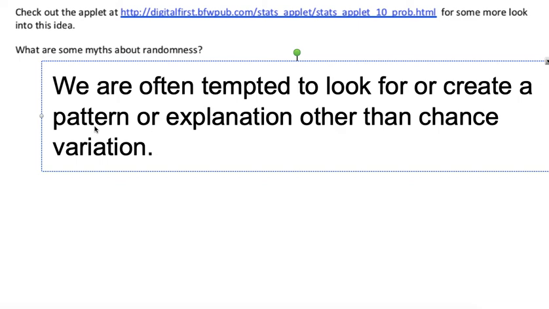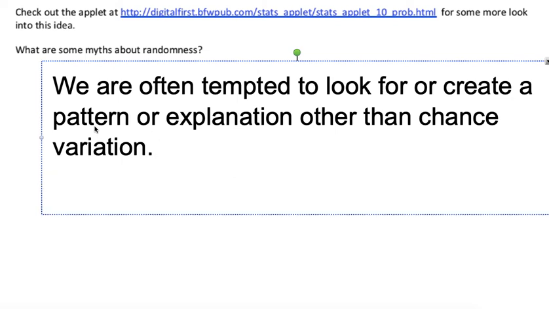We don't like randomness. It's typically uncomfortable to humans. We want to always explain what's going on because randomness can almost feel chaotic in our brains. So one of the myths that we're seeing sometimes is that if we see a pattern, we say that it's not random. It's okay to have a pattern and still have some randomness there.